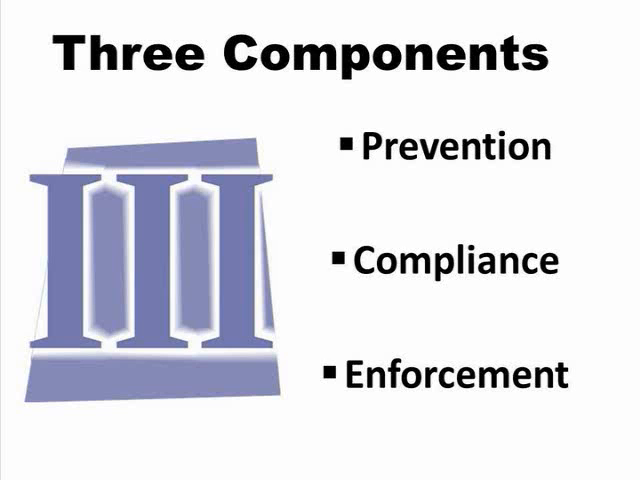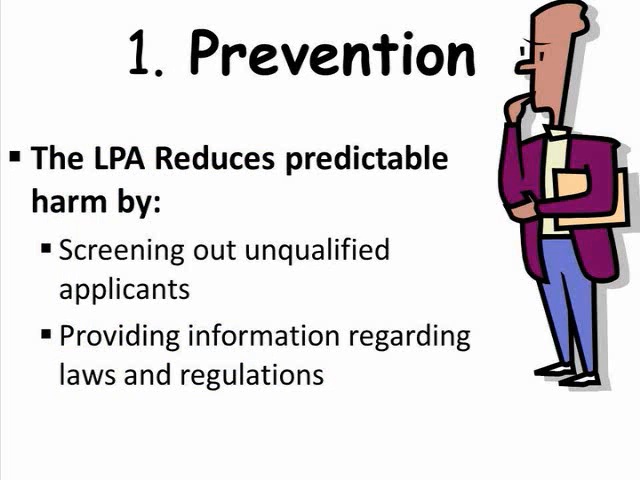We will talk about each in more detail. Prevention. Prevention can be defined as a reduction of predictable harm. The LPA reduces harm by screening out unqualified applicants and by providing applicants and license providers with information regarding the laws and regulations concerning the operation of facilities.